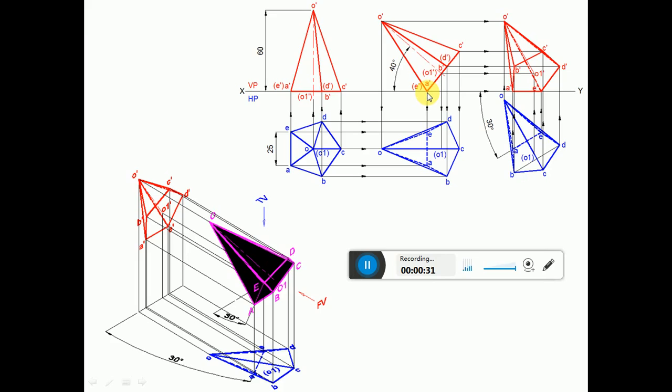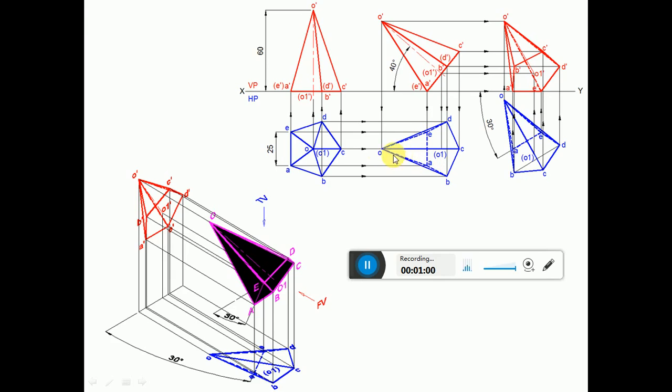That edge, we can see in the top view, is perpendicular to VP, and it is parallel to HP. How do I know that it is parallel to HP? The two endpoints of the edge are on the XY line. So that means it is parallel to HP. Since it is parallel to HP, I am getting the true length here. And the inclination given is also a true inclination.